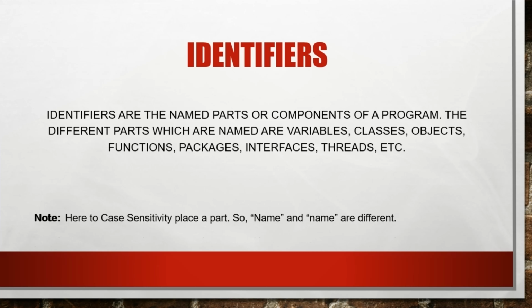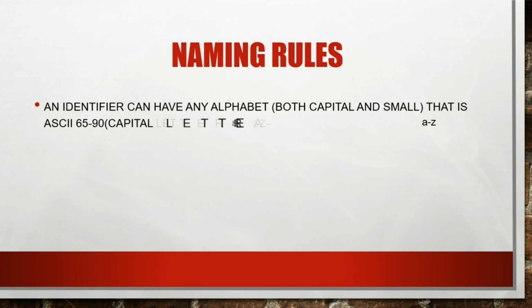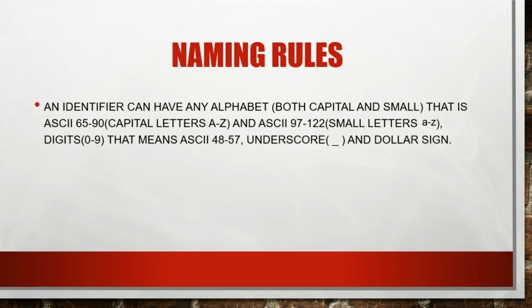Please note that here too case sensitivity plays a part. So, name with a capital N and name with a small n are different. Now for giving a name to an identifier you must follow some rules. First, an identifier can have any alphabet, both capital and small, that is ASCII 65 to 90, capital letters A to Z, and ASCII 97 to 122, small letters a to z, digits 0 to 9, that means ASCII 48 to 57, underscore, and lastly the $ sign.